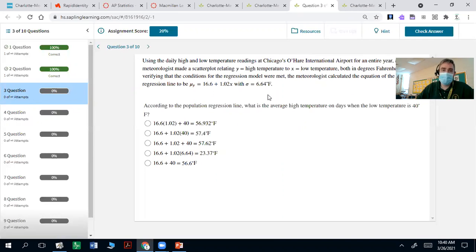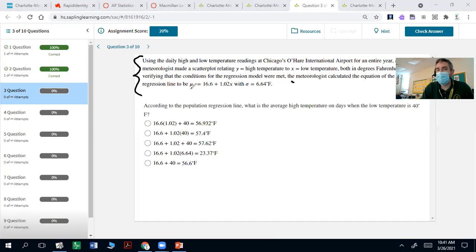Question 3 is actually not anything to do with what we are in this unit. This is more along the lines of, do you remember how to plug in numbers? Using the daily high and low temperatures at Chicago's O'Hare International Airport. I've been there a couple times, it's crazy. A meteorologist made a scatter plot relating y equals high temperature to x equals low temperature, both in degrees Fahrenheit. After verifying the conditions for the regression model were met, the meteorologist calculated the equation of the population. And here's the equation. The mean of y equals 16.6 plus 1.02x.